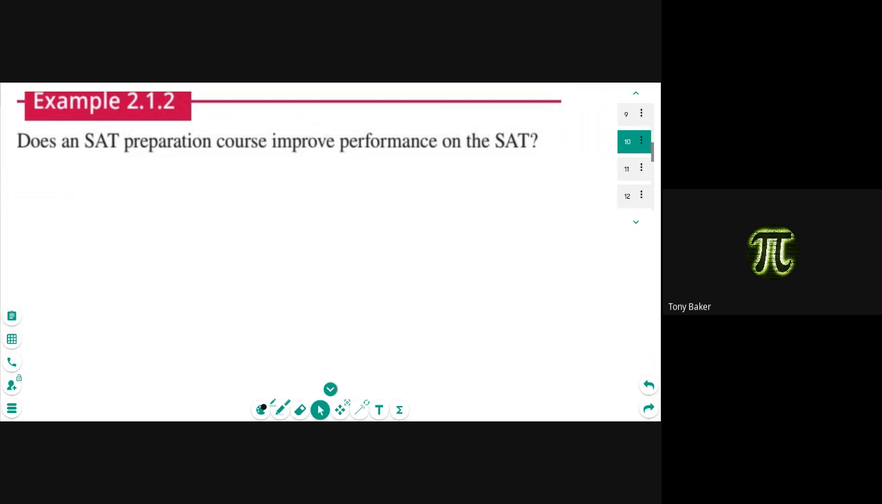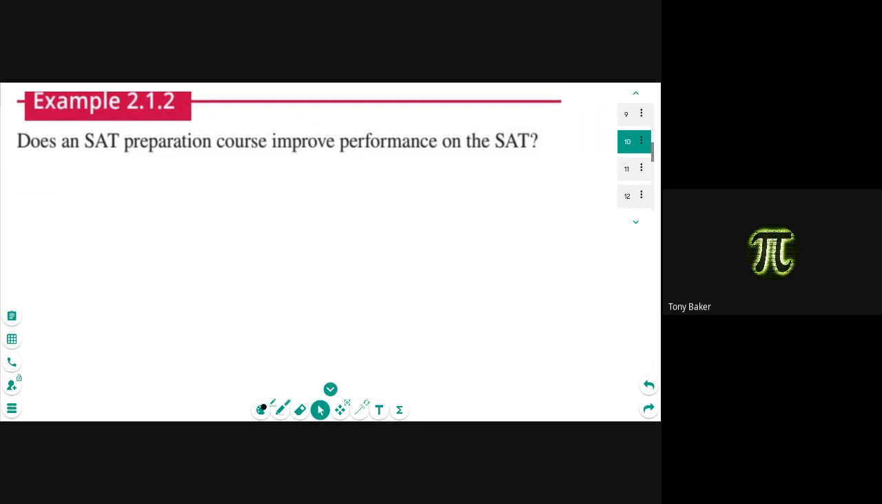Okay. So is there a way to do this where we can minimize those variables as much as possible? Maybe if there are two groups, you can use the same people, have them take the test before the prep class and record their grades, and then have them do the preparation course. Is that typically how this is done?